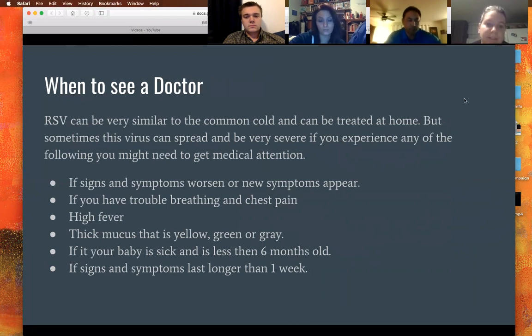Get medical attention if signs and symptoms worsen or new symptoms appear, if you have trouble breathing or chest pain, a high fever, mucus that is yellow, green, or gray. If you have a child that is sick and is less than 6 months old, seek medical attention immediately. If signs and symptoms have lasted longer than a week, seek medical attention.